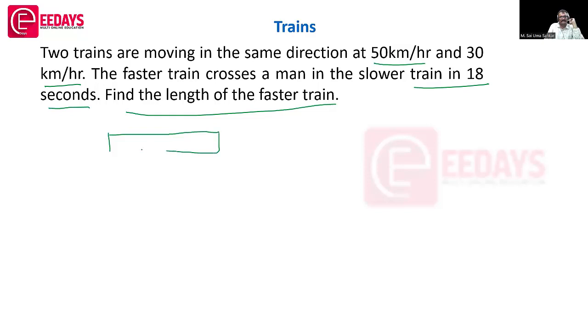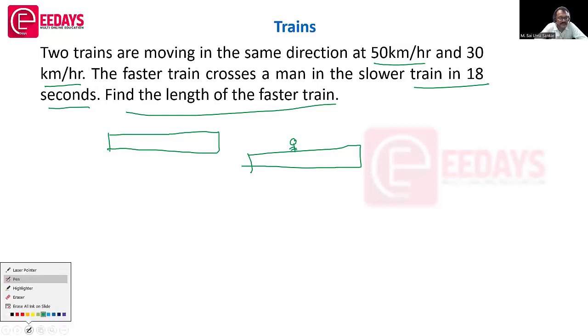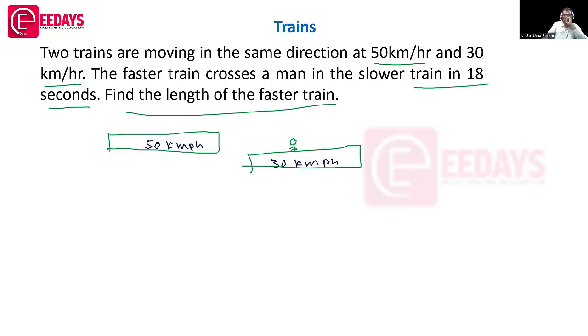This is the one train and this is the another train. Here one person is there. Both are move in the same direction. One is 50 kilometers per hour and another one is the 30 kilometers per hour speed. Let us take this is 50 kilometers per hour, and this is 30 kilometers per hour. Okay. If both are move in the same direction, the faster train crosses a man.